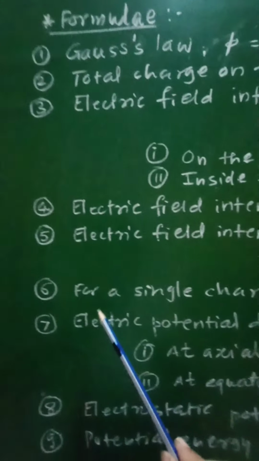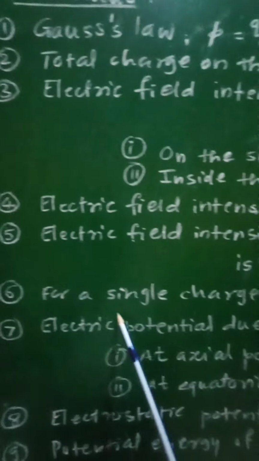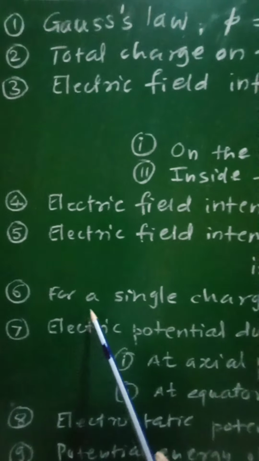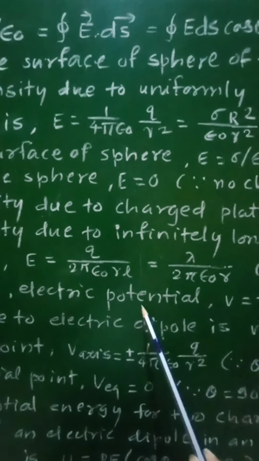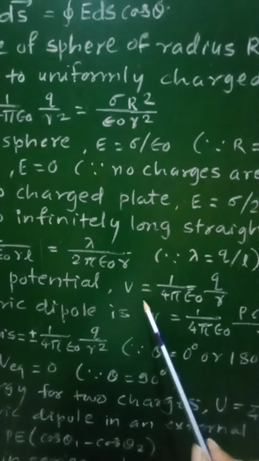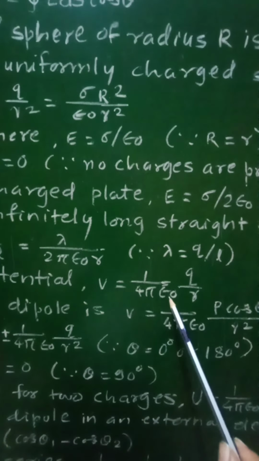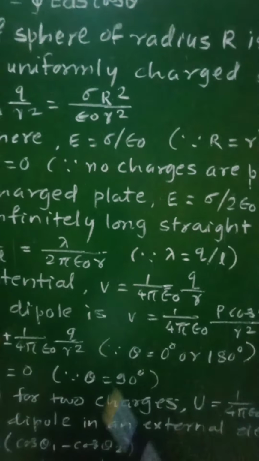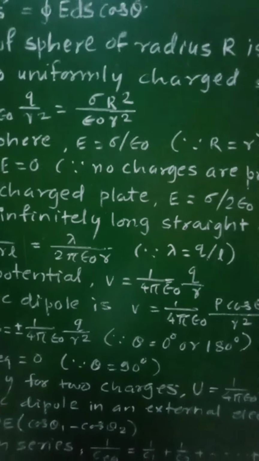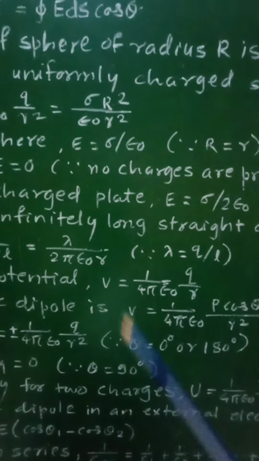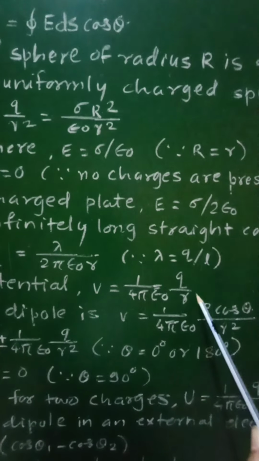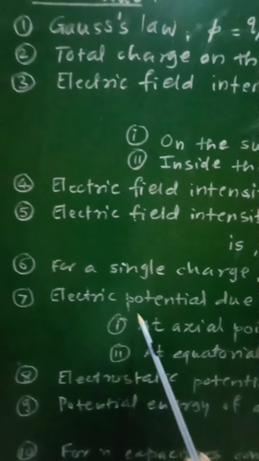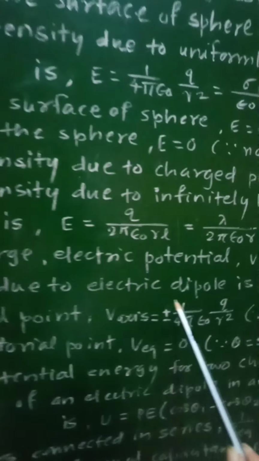Then sixth formula gives, for a single charge, if you consider any isolated charge or single charge, then electric potential due to that single charge will be given as phi is equal to 1 upon 4 pi epsilon 0 Q by R. So at a distance R from that isolated charge, electric potential phi will be equal to 1 upon 4 pi epsilon 0 Q by R. Then seventh formula gives the electric potential due to electric dipole.